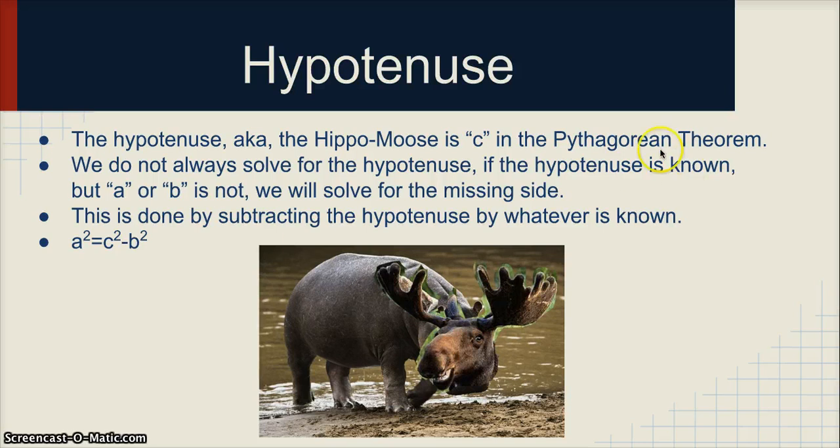The hippomoose is a part of the Pythagorean theorem. We don't always solve for the hypotenuse, but if the hypotenuse is known and A or B isn't, we will solve for whatever the missing side is. This is done by subtracting from the hypotenuse whatever is known. Say A is unknown, so A squared equals C squared, the hypotenuse, minus B squared.